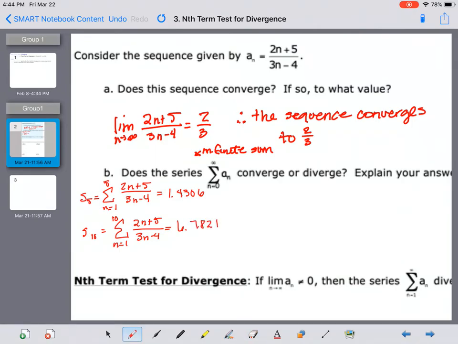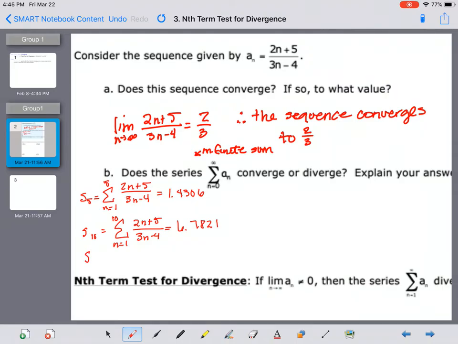7821. So between 5 and 10, it grew about 5 values. So it is increasing, which makes sense. We're adding positive values in there. But is it increasing enough to say that it's going to diverge? That's the question. Or is it going to start tapering off and get to a close value? And the only way we figure that out is to look at a sum with more terms.